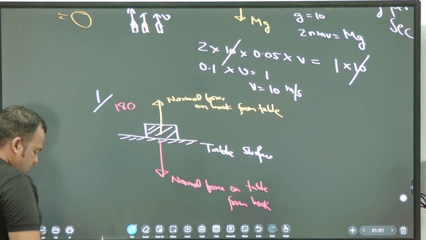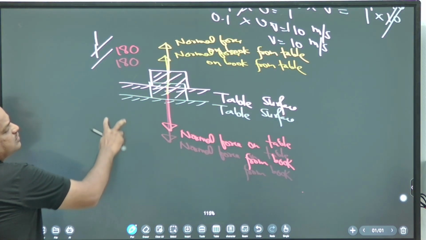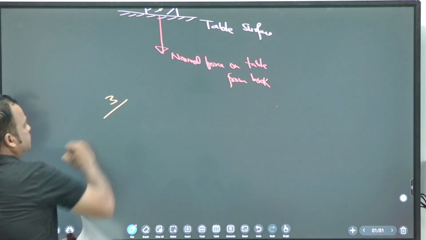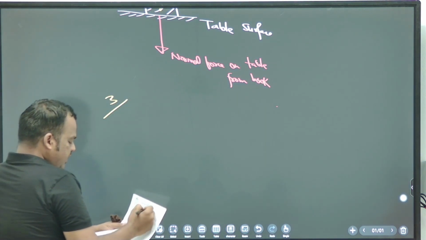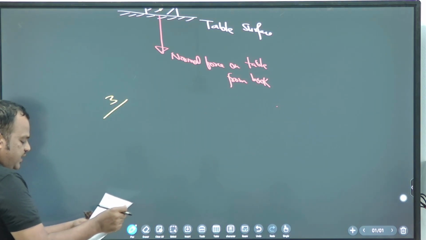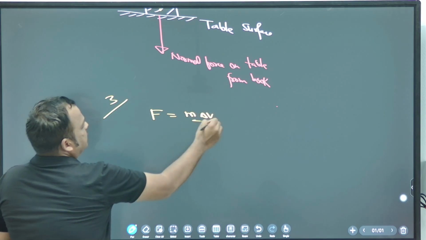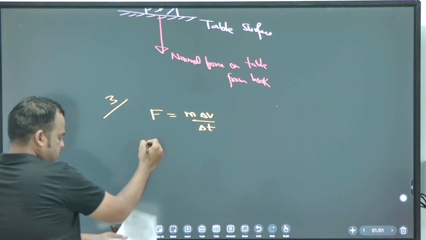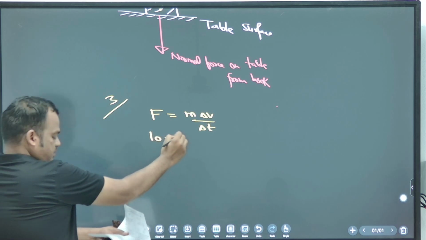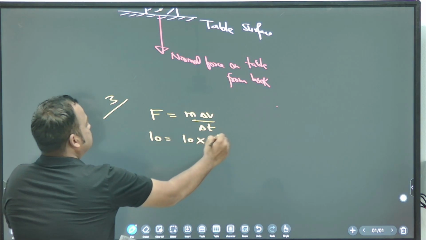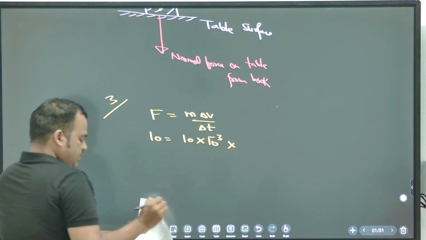What about third question? Third question clear, everyone? 10 Newton applied to mass 10 gram for 10 seconds. Use the formula F is equal to m delta V by delta T. Okay, average force. So average force is 10 Newton. Mass is given 10 gram. Now convert gram into kg. 10 into 10 power minus 3. What? Delta V.